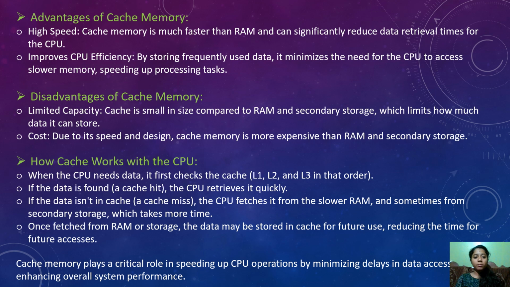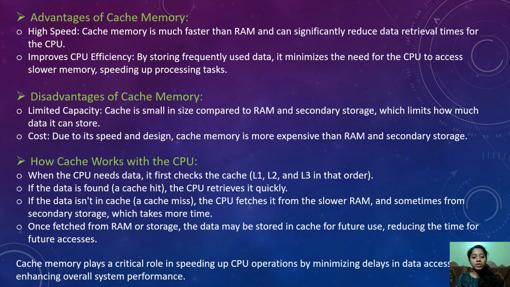Now let us know about a few advantages and disadvantages of cache memory. Coming to advantages, it has high speed and it improves the CPU efficiency. In the case of disadvantages, it has a limited capacity compared to RAM and secondary storage. And due to its high speed and design, cache memory is more expensive than RAM and secondary storage.